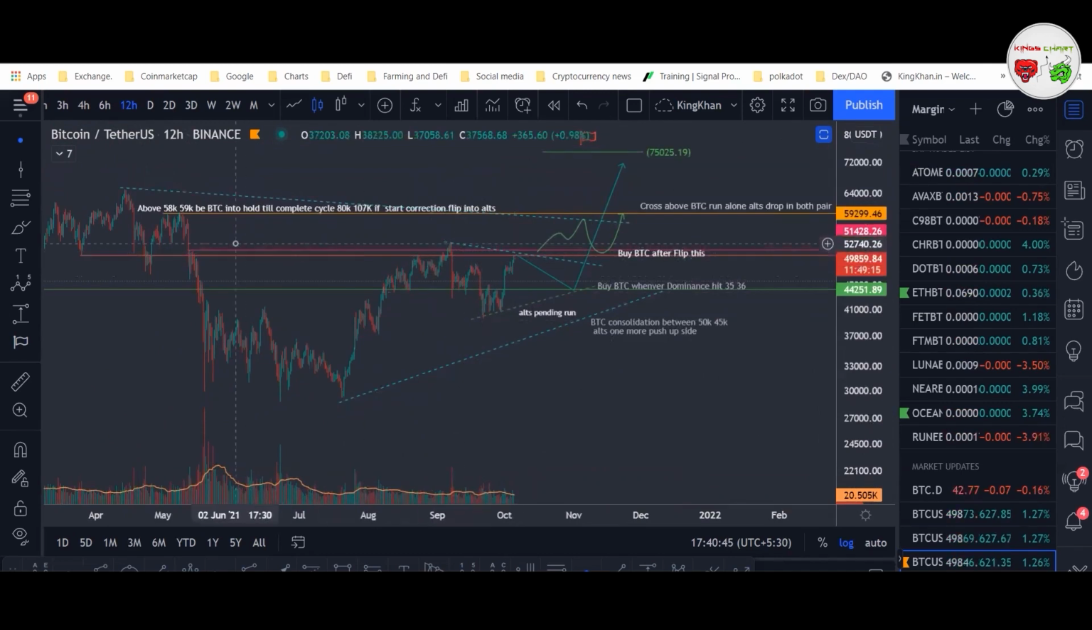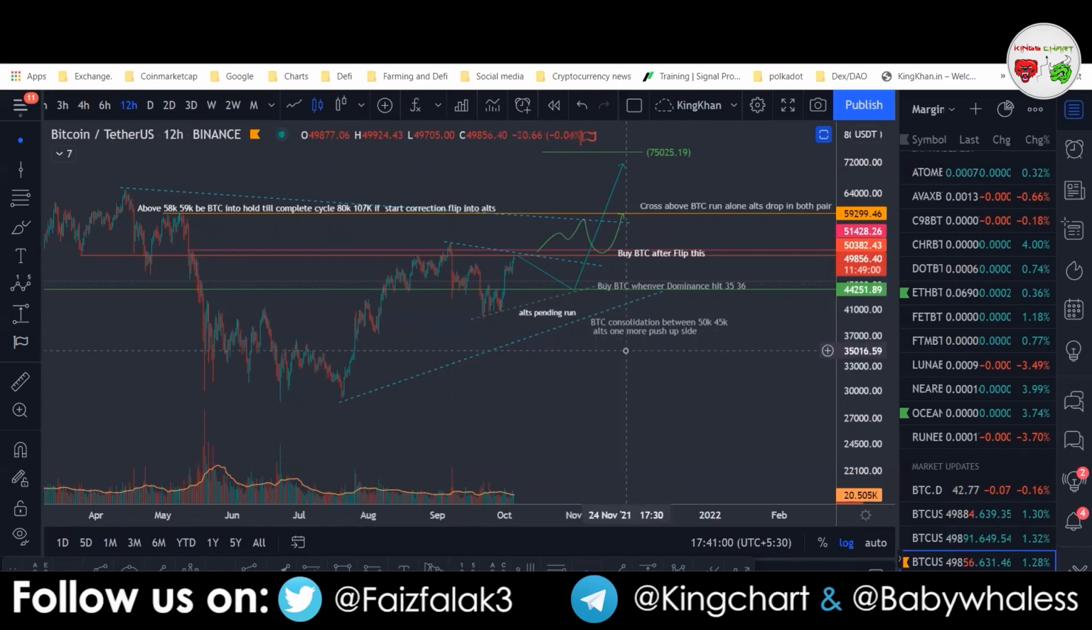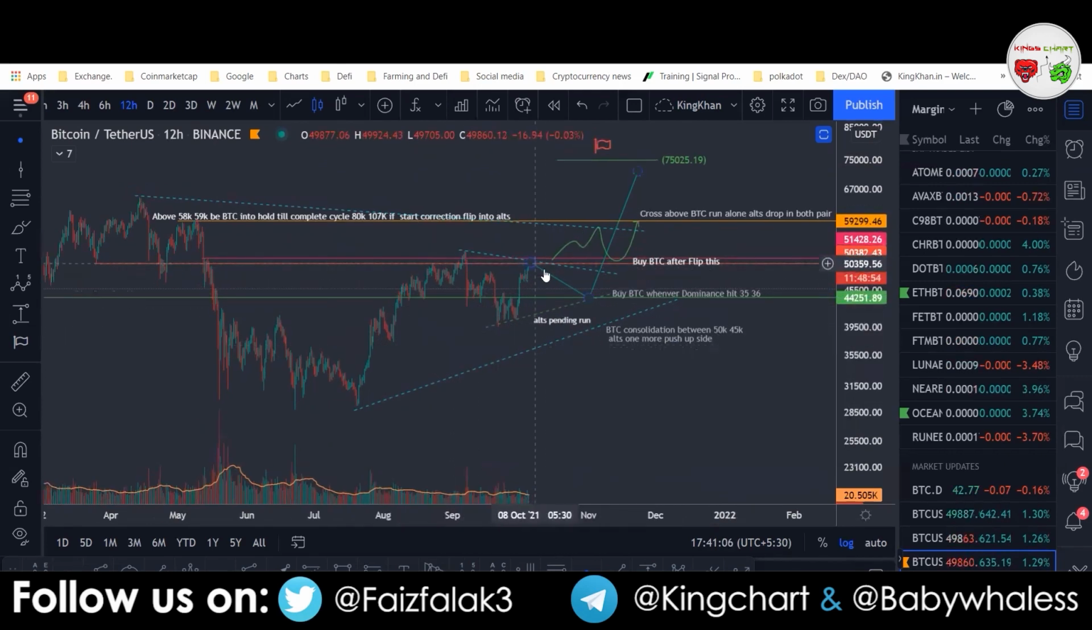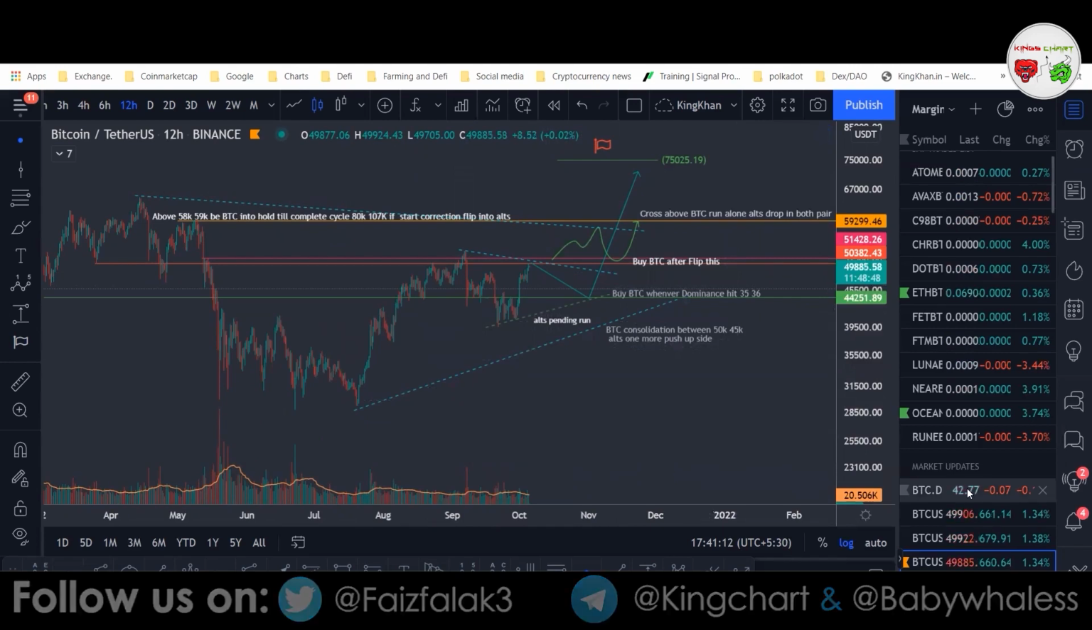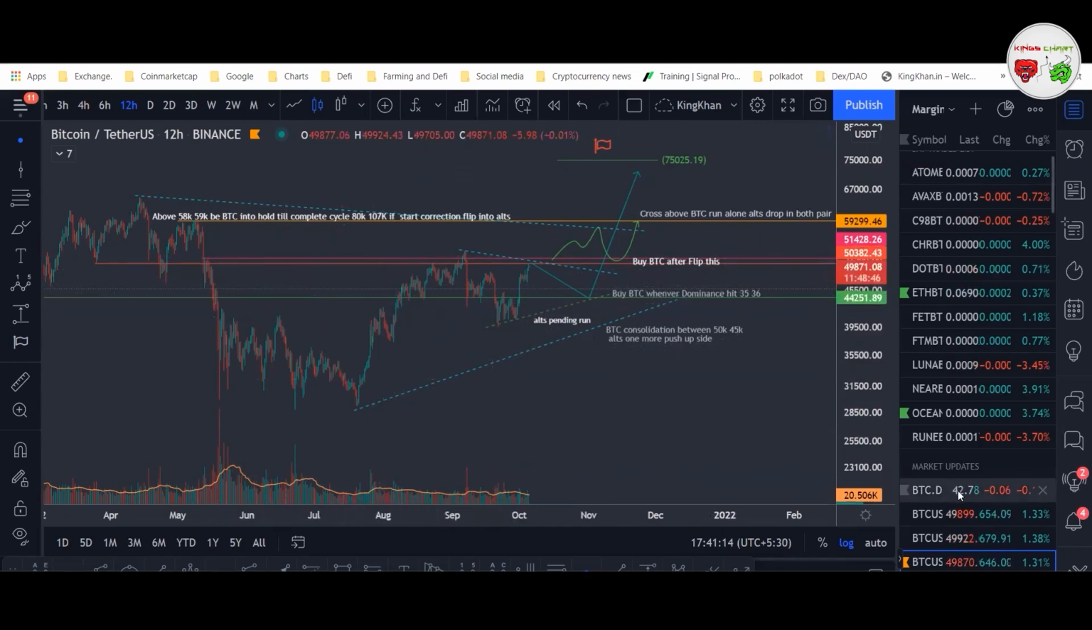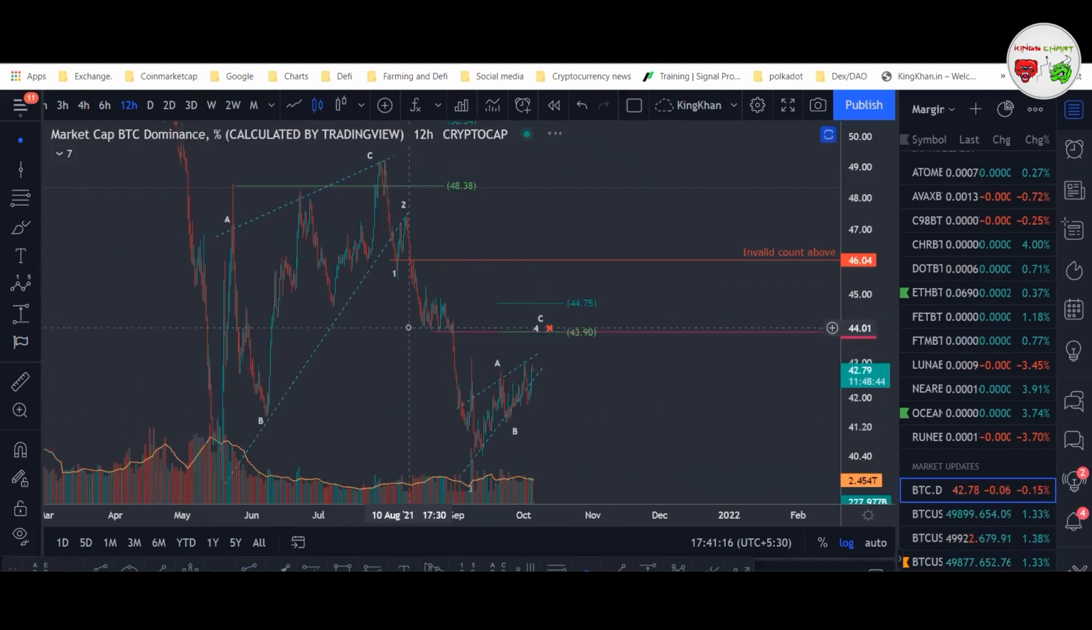BTC possibility here, we can consolidate between 51 and 45,000, at least 10 to 15 or 20 days. If we consolidate in this zone, then we can see the last push up and pending run in altcoin here. Okay, so in between we can trade altcoin. Let me explain dominance, then I will go through this so you can understand it the easy way.